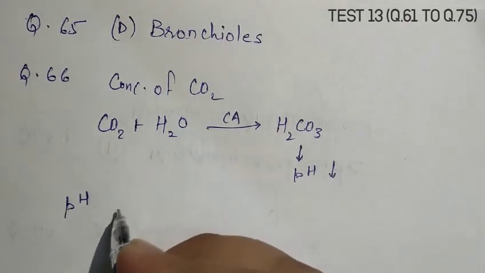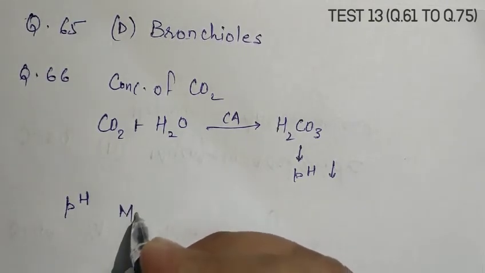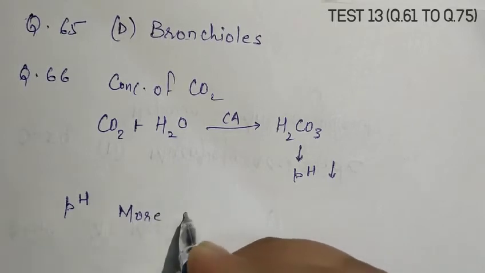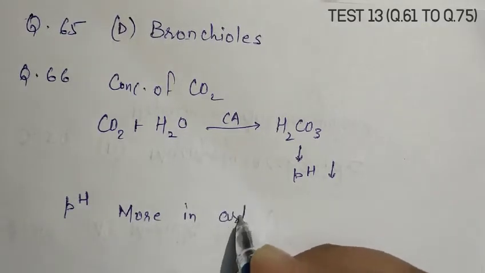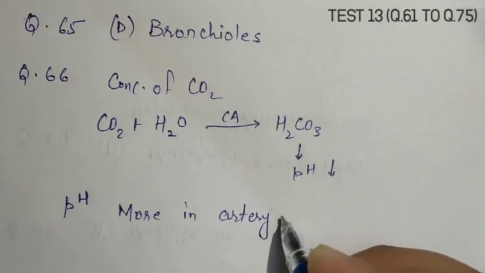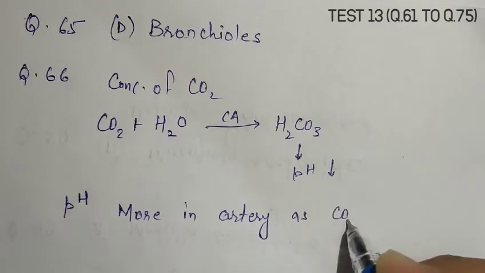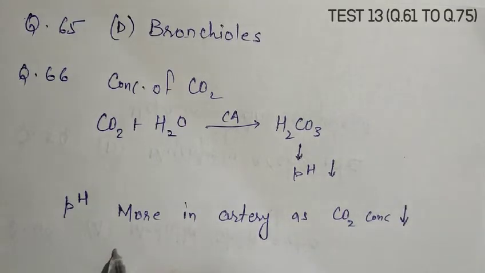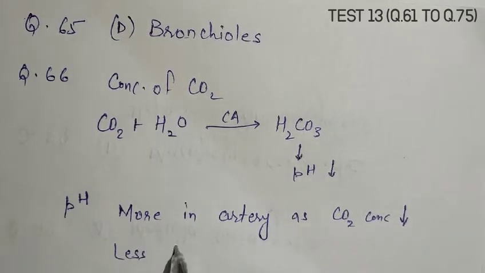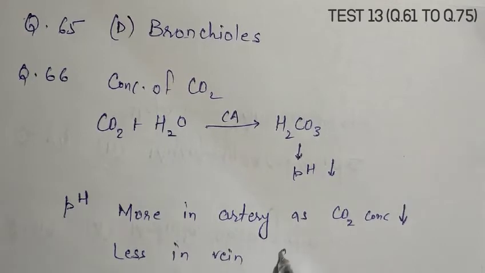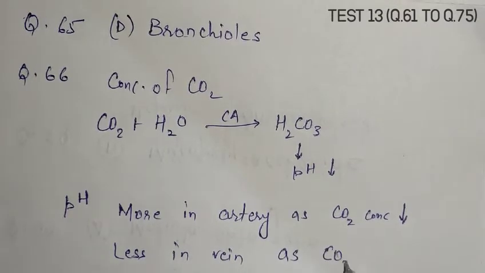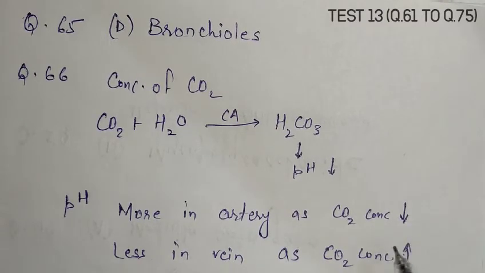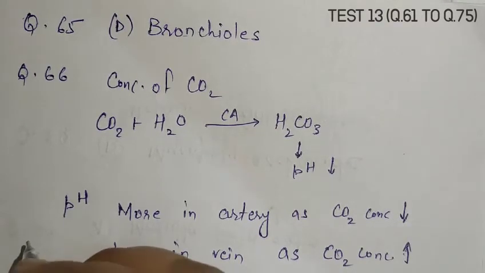So pH is more in artery as CO2 concentration is less, and less in vein as CO2 concentration is more. So the correct answer is B.